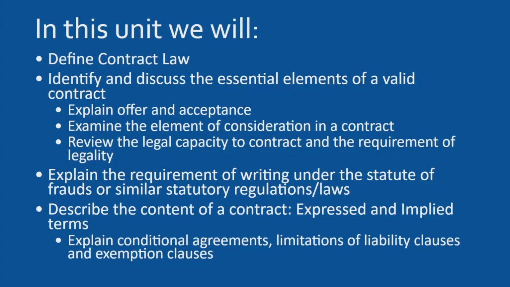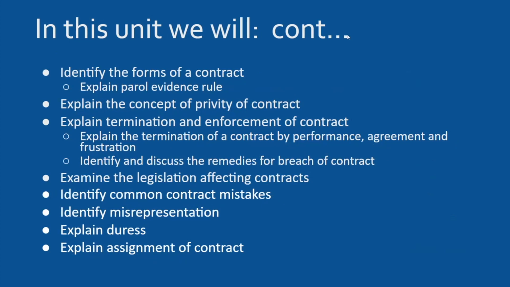We also have other contracts that have conditional things written in them. I agree to do this if you do something. So there are conditional agreements. There are limitations on contracts. You have to do it by these sorts of dates, or exemption clauses that say you won't do something. We're going to look at different forms of contract. There's all kinds of different contract forms.